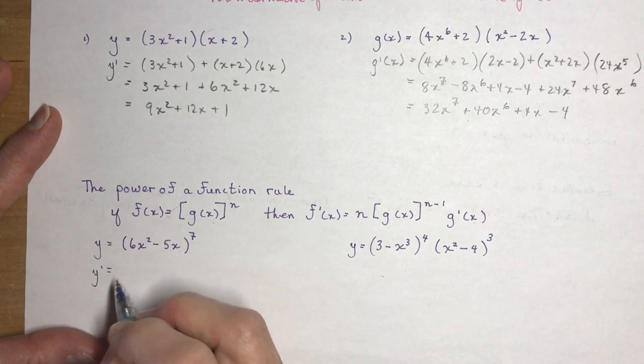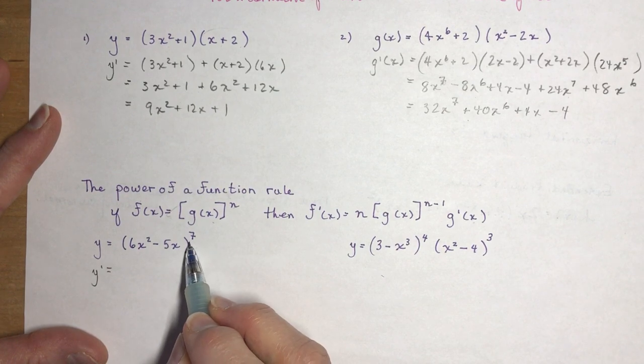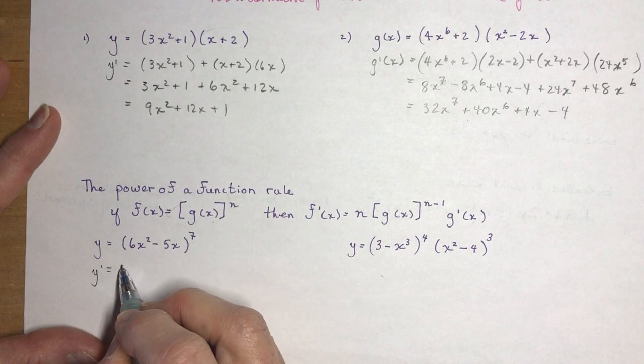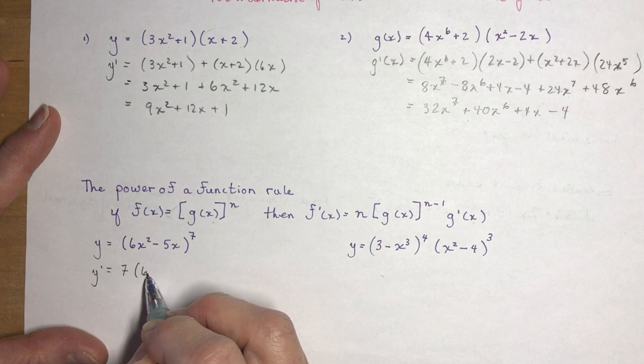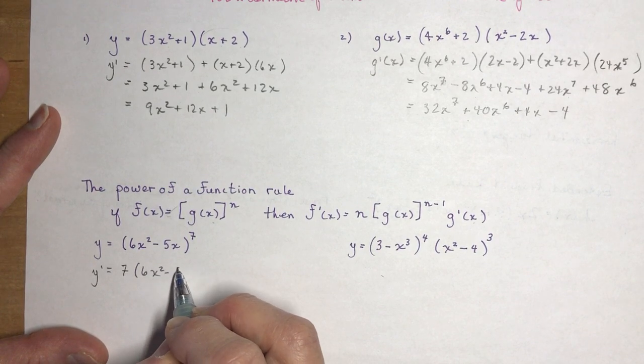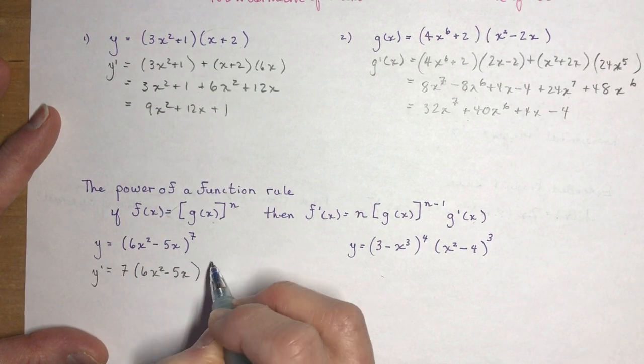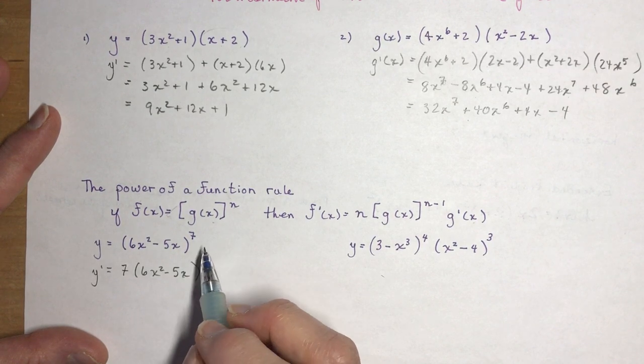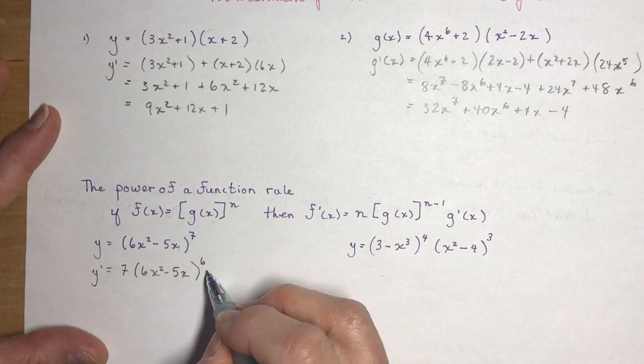So let's look at a really easy one here. So the rule says I take 7 to the front, I leave this alone, I reduce the exponent by 1, and then I have to take the derivative of the inside.